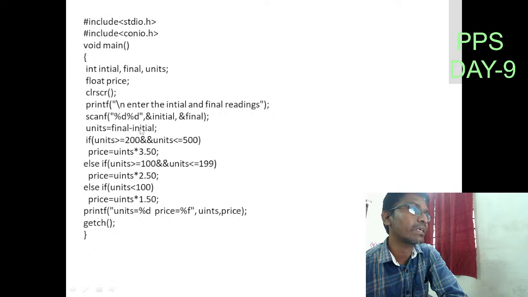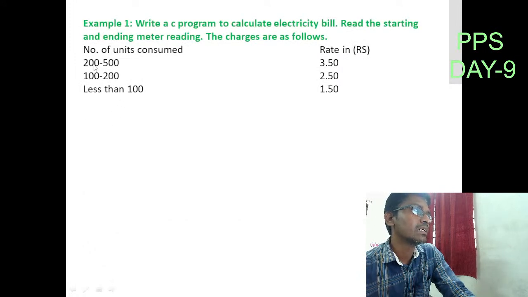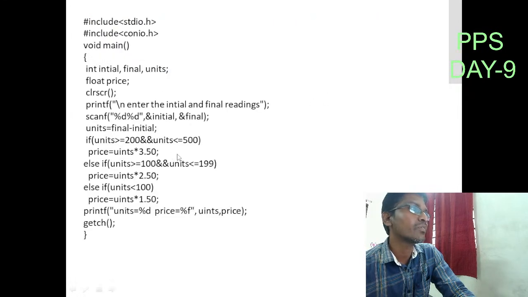So that means 500 minus 200, then the number of units will be 300. So if the number of units is between 200 and 300, then you need to substitute that number of units into 3.50 paise. If the number of units lies between 200 and 500, then you need to multiply with 3.50 paise. If the number of units is between 100 and 200, then you need to multiply with 2.50 paise. If the number of units is less than 100, then you need to multiply with 1.50 paise.